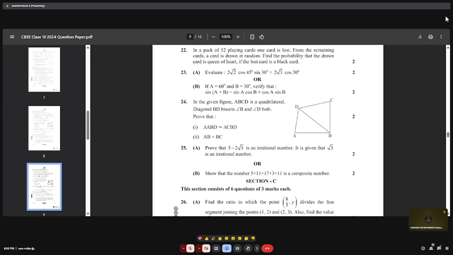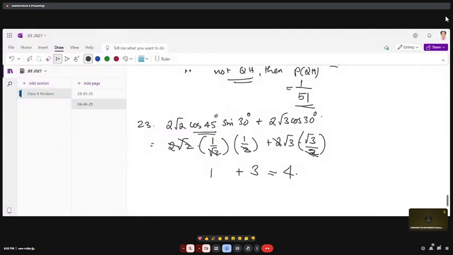Answer is 4. Okay. Let's look at the other option. Other problem. In this 23, there are 2 problems, right? I'll show this. So I have substituted. I think I did not share this tab, so you can look at this. It's 2 root 2 into cos 45 into sin 30 plus 2 root 3 into cos 30. So substitute the respective values, you get 1 plus 3 is 4.